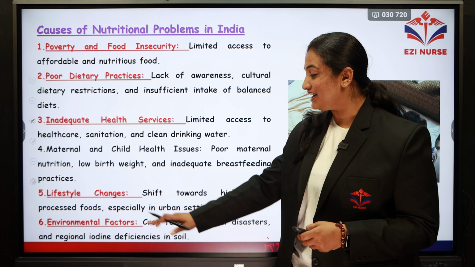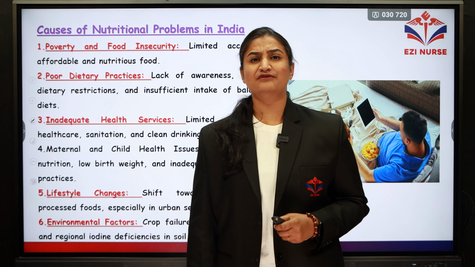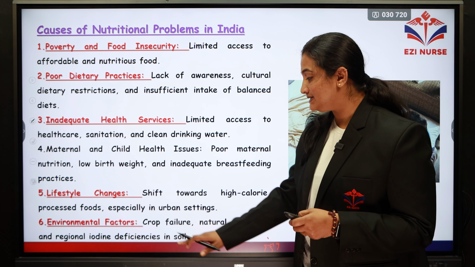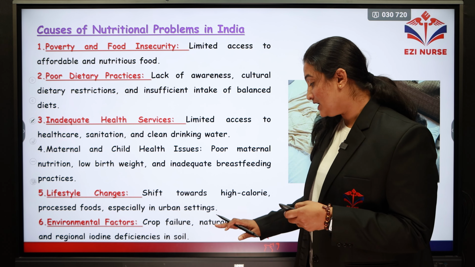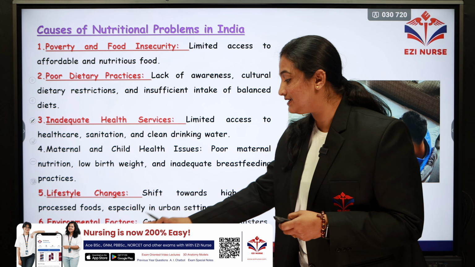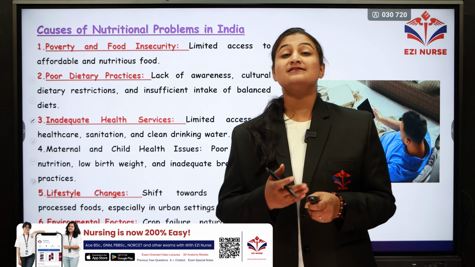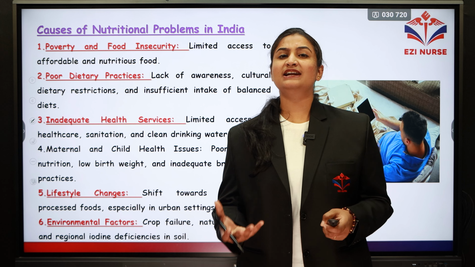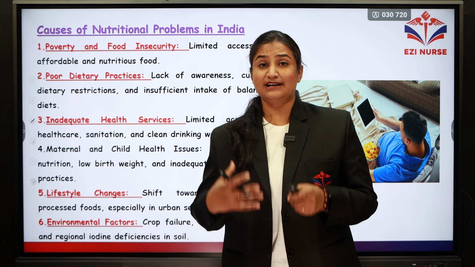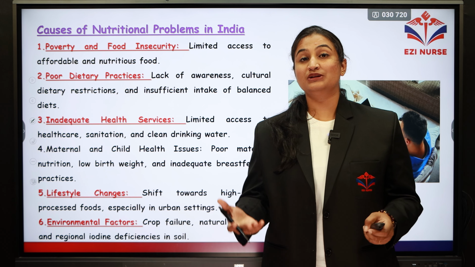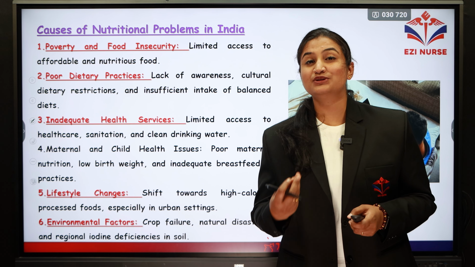Next, coming to the environmental factors. What are these environmental factors? The environmental factors are crop failure, natural disaster, regional iodine deficiency in soil. These are the normal things that are happening, and with the lack of all these materials, definitely we are not going to be able to have nutritious food.